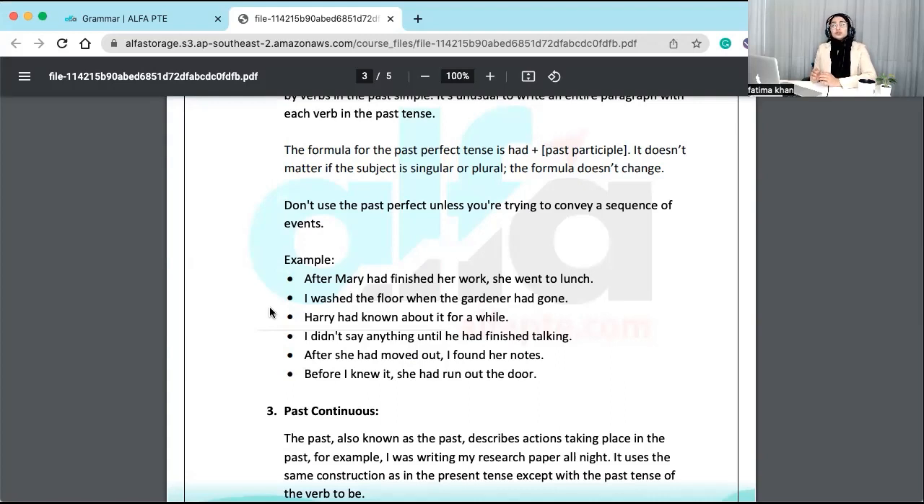Okay, don't use past perfect if you are not trying to show a sequence of events. You don't need to use it. For example, like I said, I first cooked and then I ate it. After I had cooked my dinner, I sat and ate it. After Mary had finished her work, she went to lunch. Or I washed the floor when the gardener had gone. So first the gardener went, then I washed the floor. So this shows the sequence of events that happened.